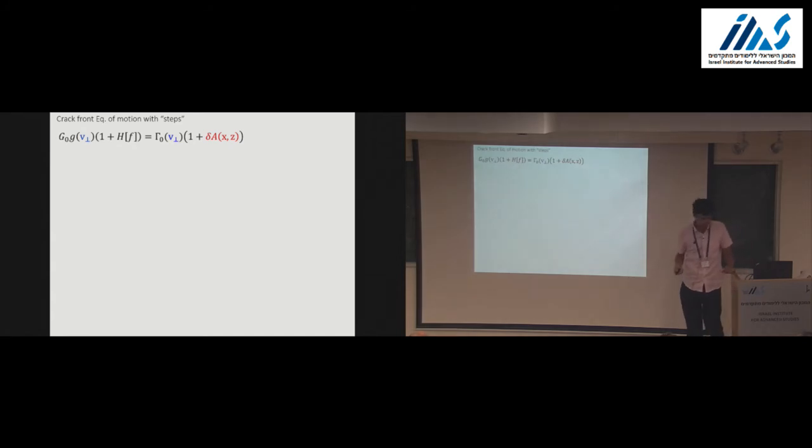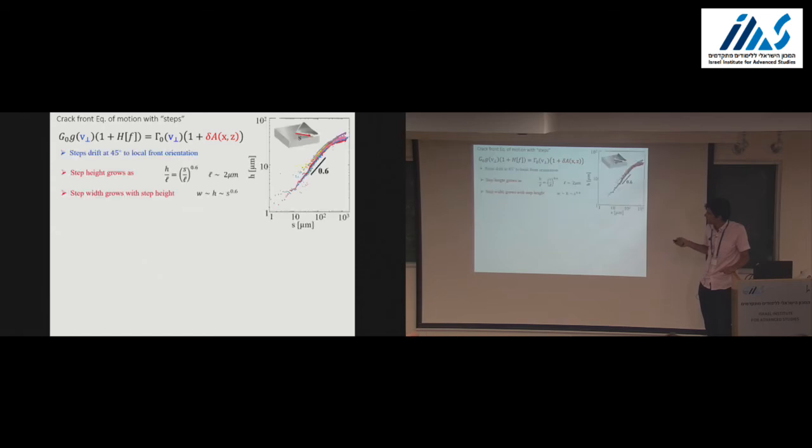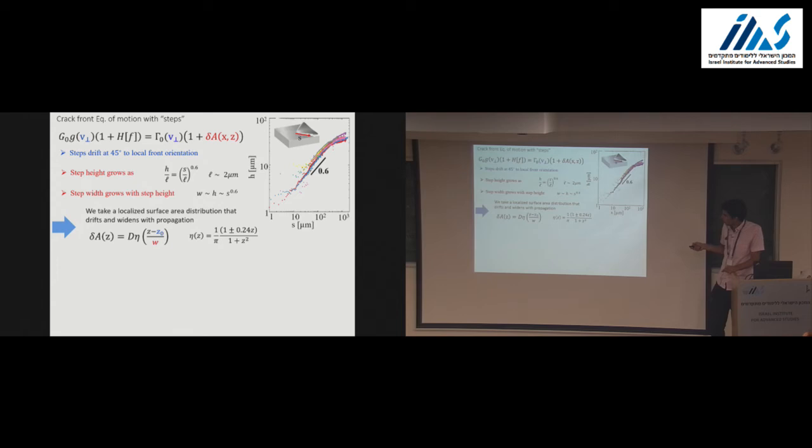And if we add steps, or a local distribution of dissipation, to the model, and assume that the steps drift along the crack front and grow, as you can see from the height measurements taken along the backbone of a step here, then we model this process with a distribution that drifts, is centered around z naught, and has a width w which grows over time.